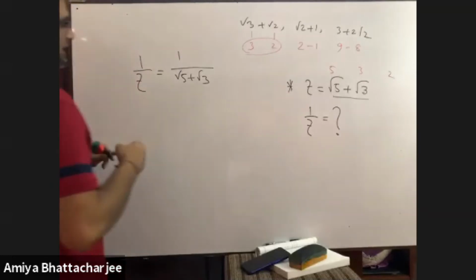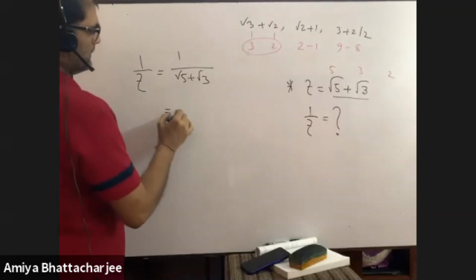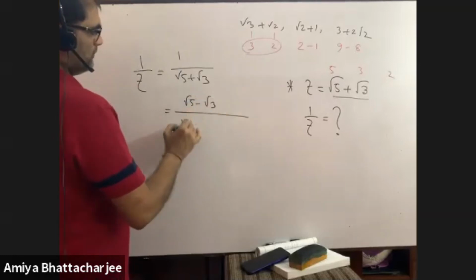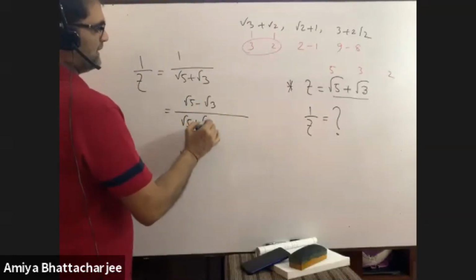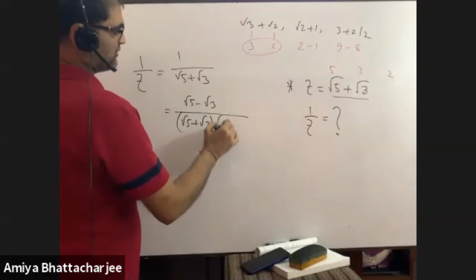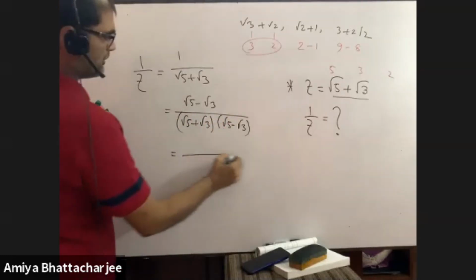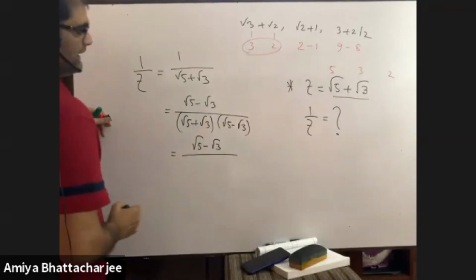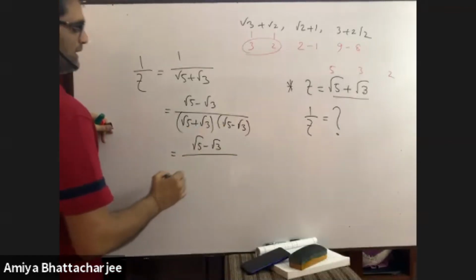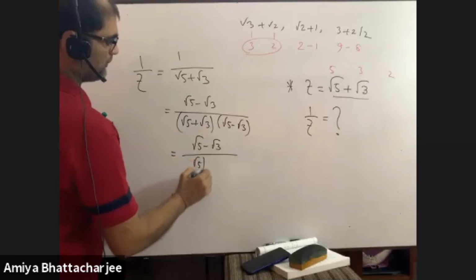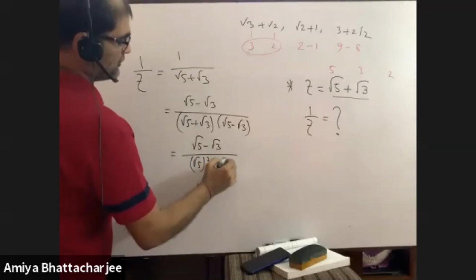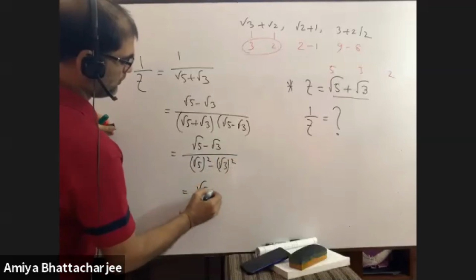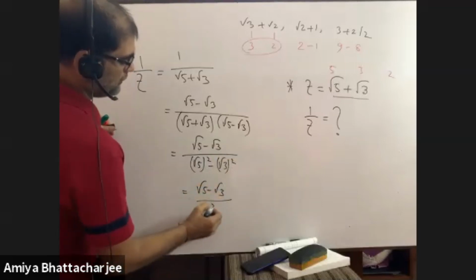Now you see how to do this math. This is root 5 minus root 3. I told you if it is a plus b, I must take a minus b, right? In the numerator, it is root 5 minus root 3. And in the denominator, a plus b into a minus b, that is a square minus b square. So that is root 5 minus root 3 by 2.